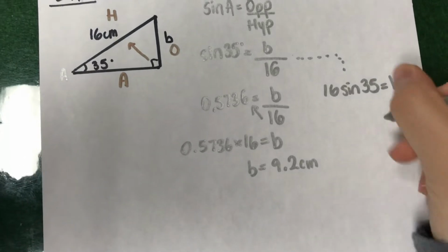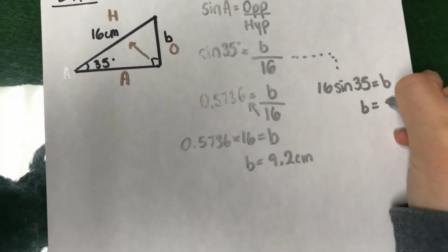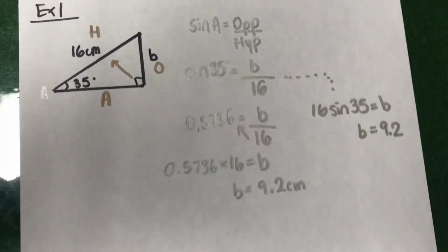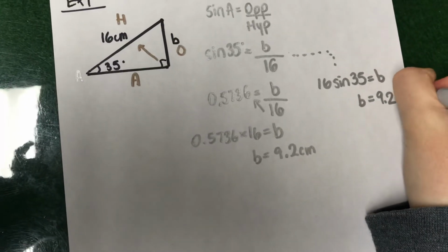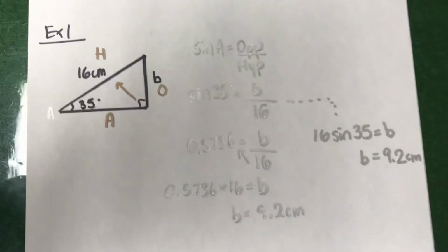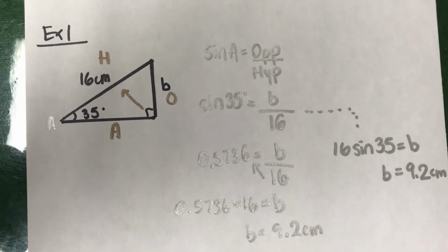The only time it's a little bit trickier is if yours is the kind of calculator where you first need to enter the number and then hit the sine button. That might make it a little bit different, but there you have it. So that's an example using the sine ratio to find the missing side.